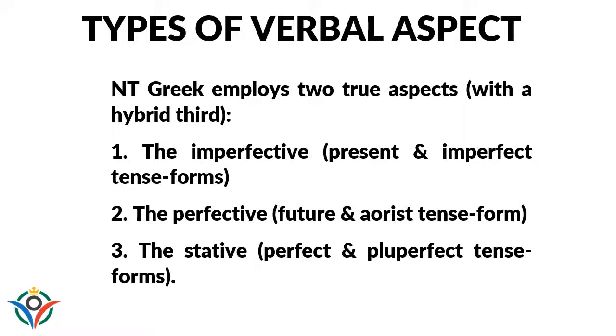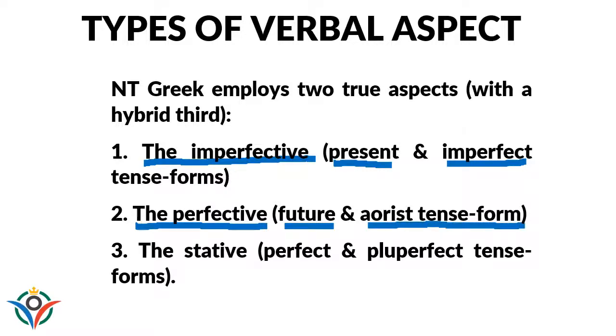There are 3 types of verbal aspect. The first one is the imperfective, which includes the present and imperfect tense forms. The second verbal aspect is the perfective, which includes the future and aorist tense forms. And then finally we have the stative, which involves the perfect and pluperfect tense forms. So even though we are looking at a new tense form, which is the imperfect, it's still related to the first verbal aspect, which is the imperfective.